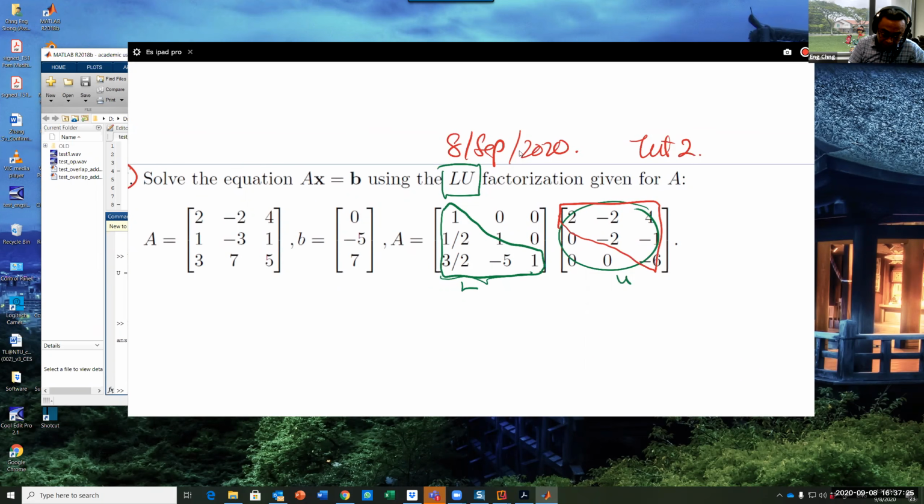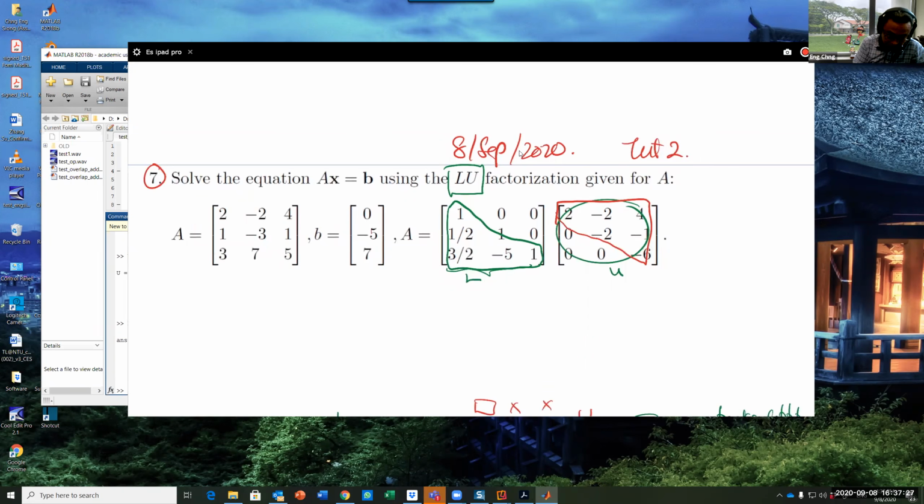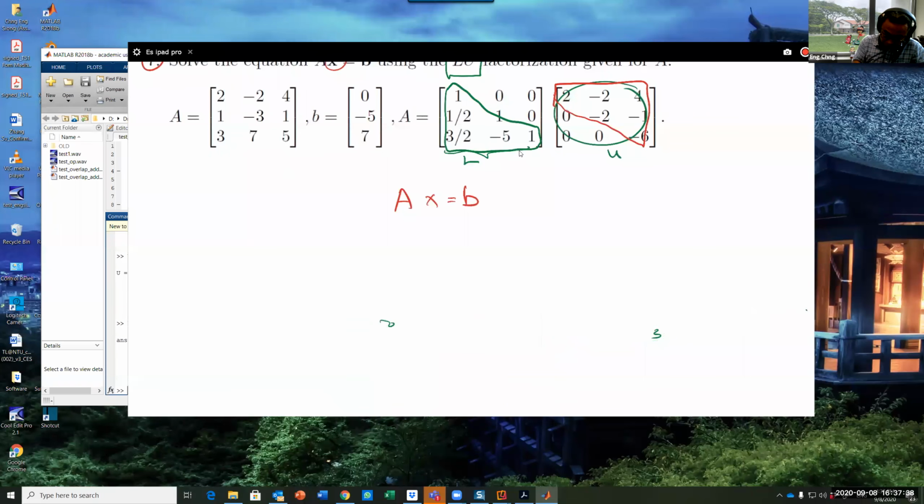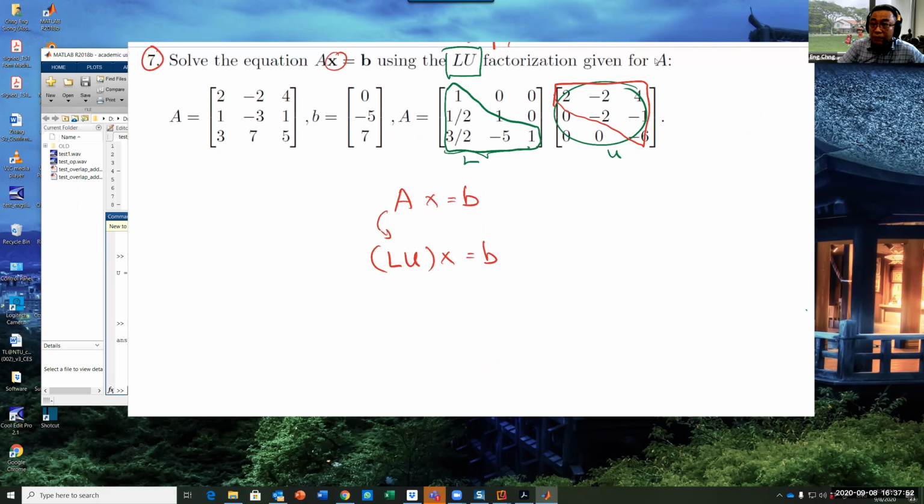We say that we know L and U of A. And then the question asks us to solve for x. So it begins like this: Ax equals b. And we are given A is LU, so LU times x equals b. So we did nothing except substituting LU to represent our matrix A.